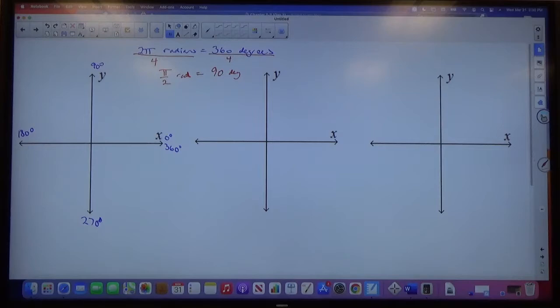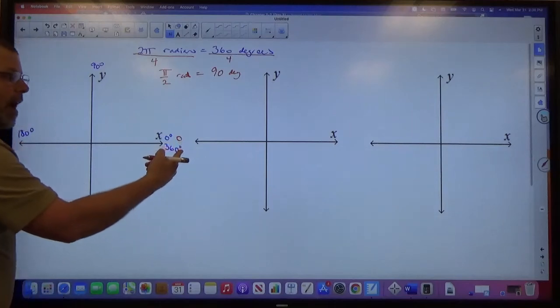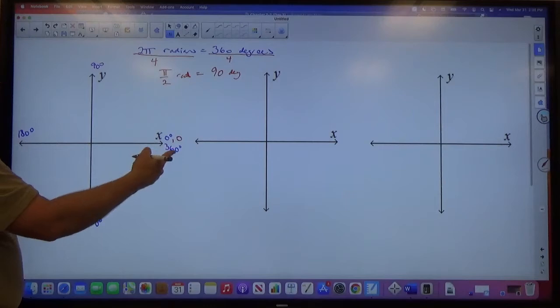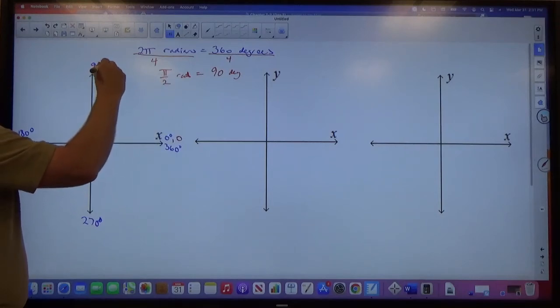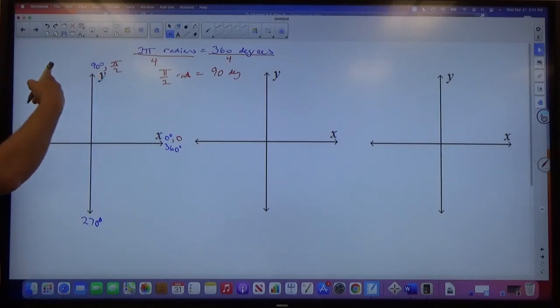All right, so with that in mind, counting by pi over 2's, I'm going to do my radians in red here. 0, if I add pi over 2 to 0, what do I get? 0 plus pi over 2 equals? Pi over 2, thank you. If I add pi over 2 to pi over 2, I'm going to get? Pi over 2 plus pi over 2, adding fractions. We add the tops, leave the common denominator alone. 2 pi over 2.